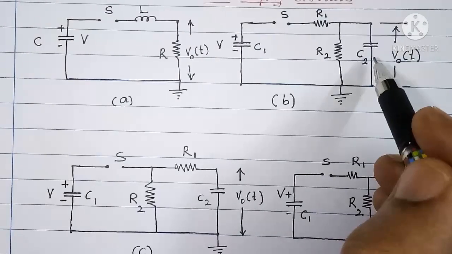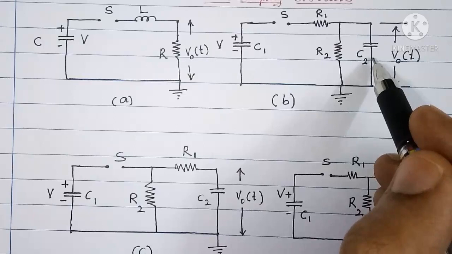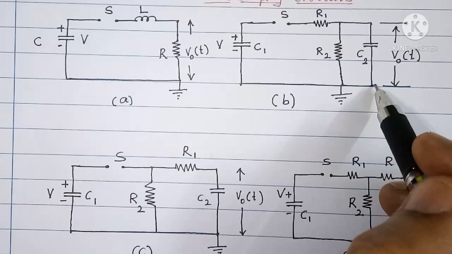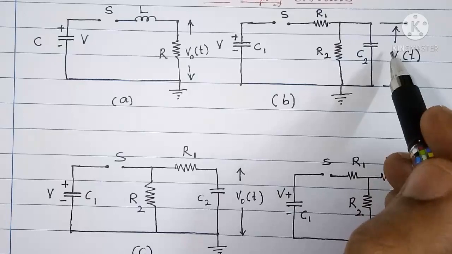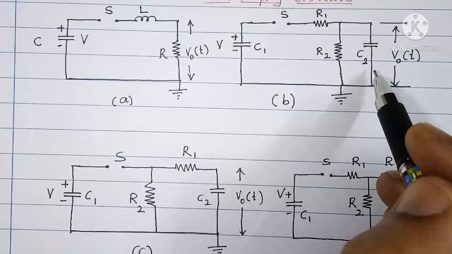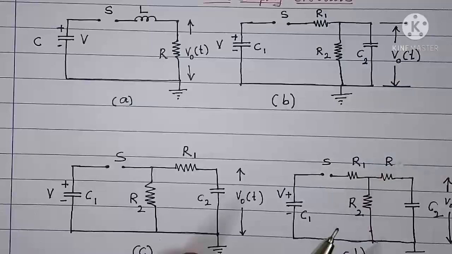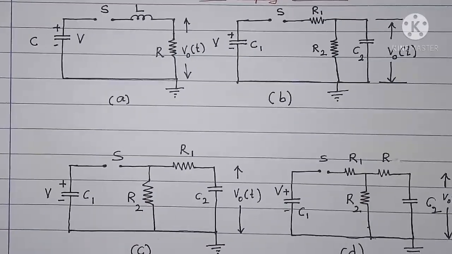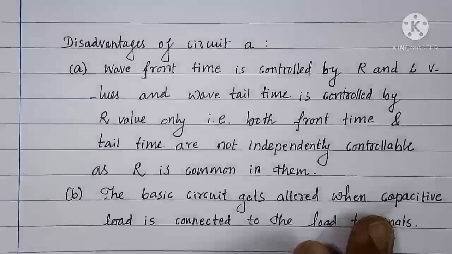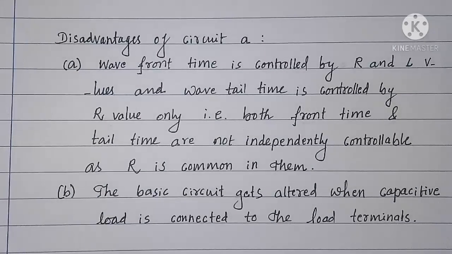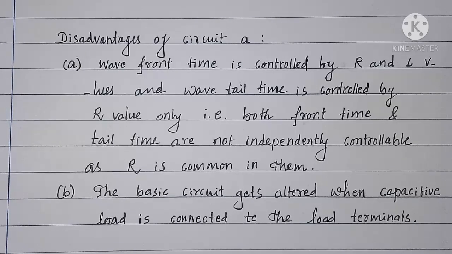But here, if we connect a capacitor across the load terminals, then capacitor will be in parallel with capacitor. So the total capacitance will be C1 plus C2. Hence the basic circuit will not get altered. Similarly, in circuit 3 and circuit 4. So because of these two disadvantages, RLC circuit, which is shown in figure A, is not used commonly for generation of impulse wave.